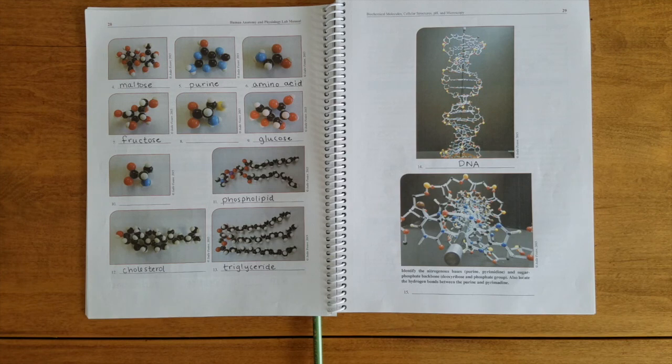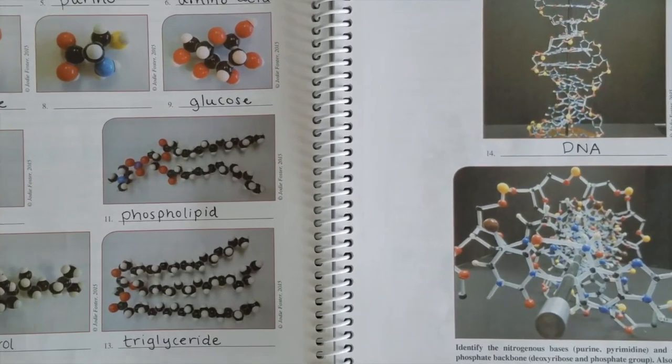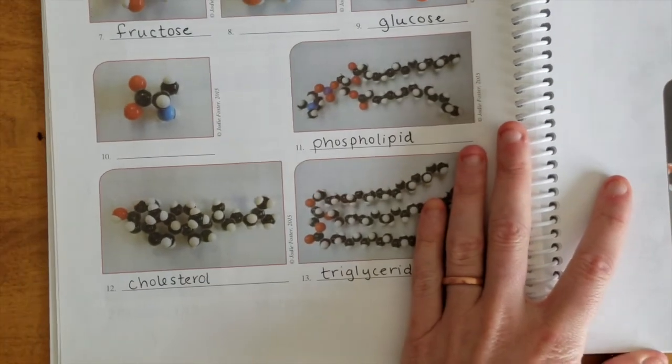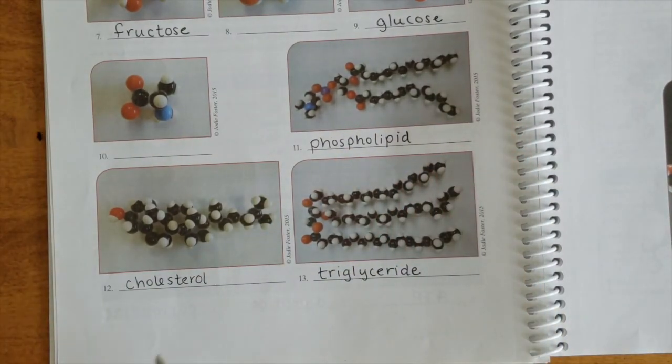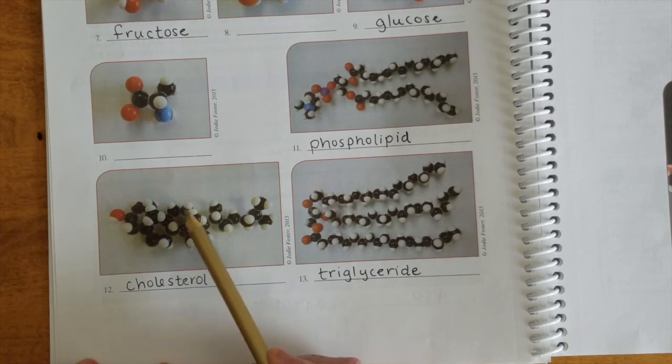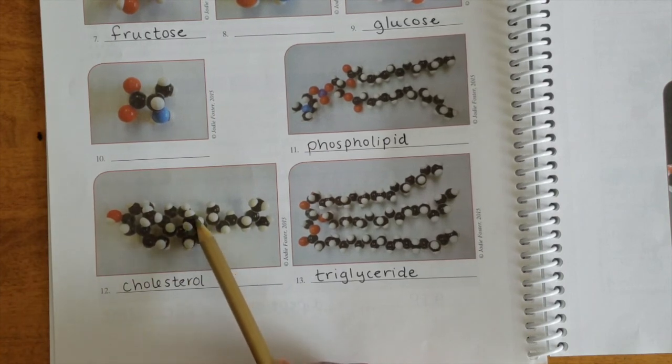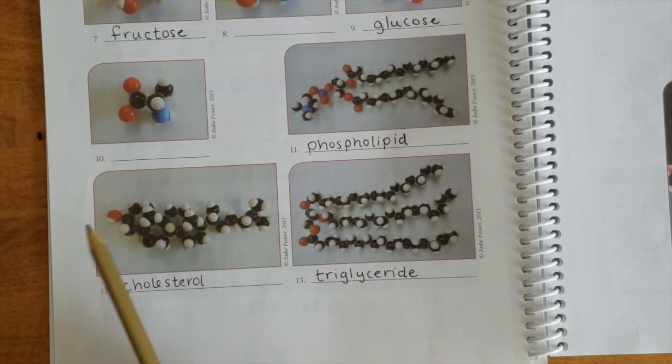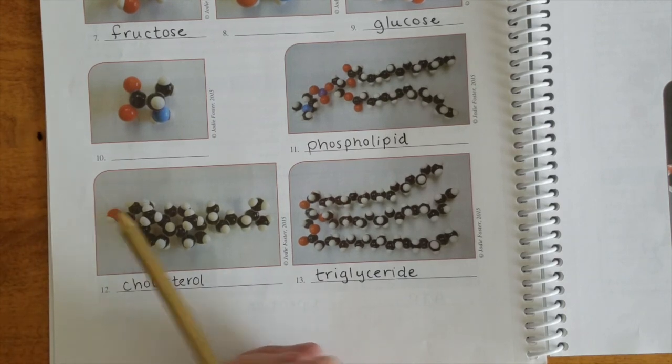And let's look for our cholesterol, and keep in mind that these are 2-dimensional images of 3-dimensional models, so in lab you'll be able to pick these up and move them around, which might be easier to tell what they are. So here is our cholesterol molecule. If you count it out, here's 1 ring, 2, 3, and 4, and here's a hydrocarbon chain and our hydroxyl group over here.